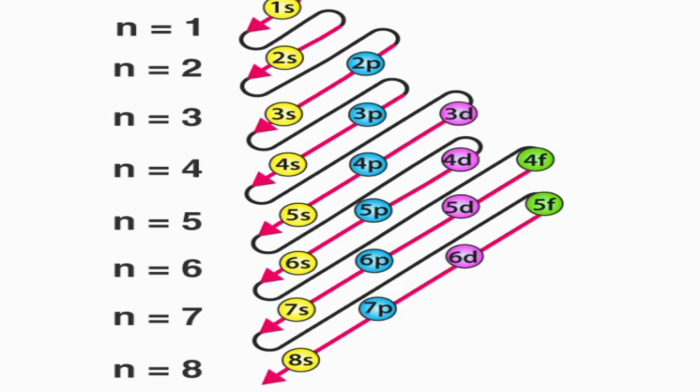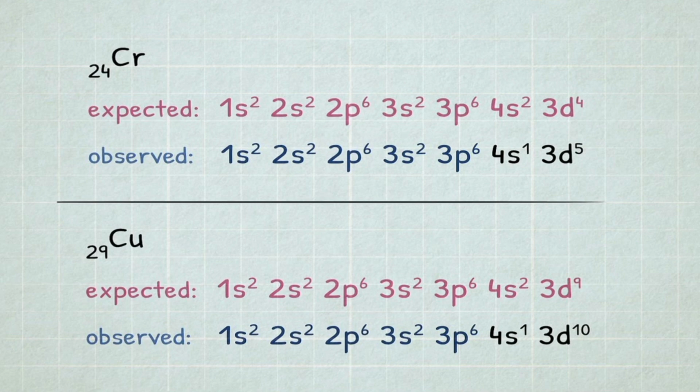So now let's move back to the first diagram. We have chromium here with atomic number 24. The chemical symbol is Cr. The expected configuration should have been 1s2, 2s2, 2p6, 3s2, 3p6, then 4s2, and then the 3d taking 4, in that order, because we are to fill the 4s before the 3d, since the 4s is of lower energy level.